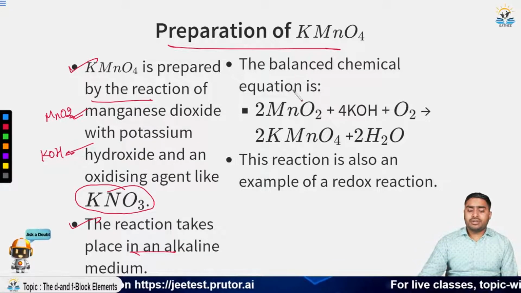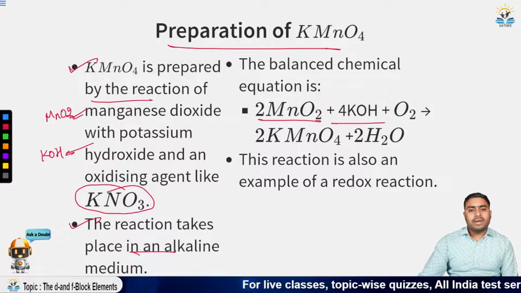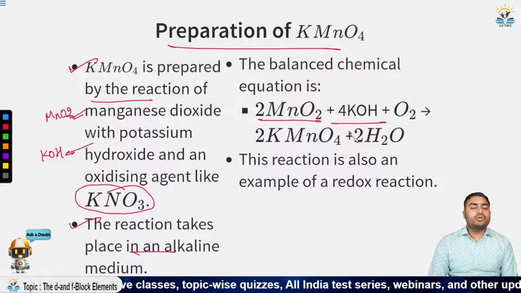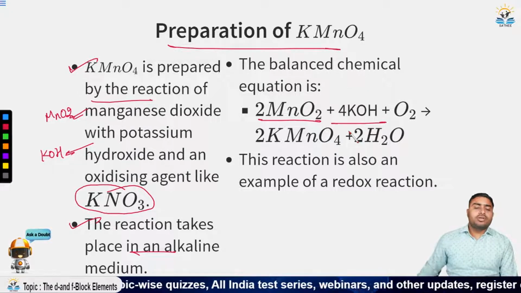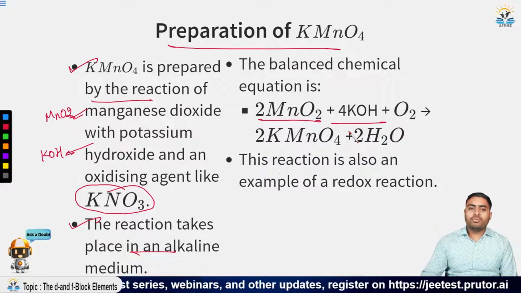The balanced chemical equation, you can see, we need manganese dioxide, 2MnO2, plus basic medium, that is 4KOH, plus O2. In presence of air, you will get 2KMnO4 plus 2H2O. So 2MnO2 plus 4KOH plus O2 gives 2KMnO4 plus 2H2O.